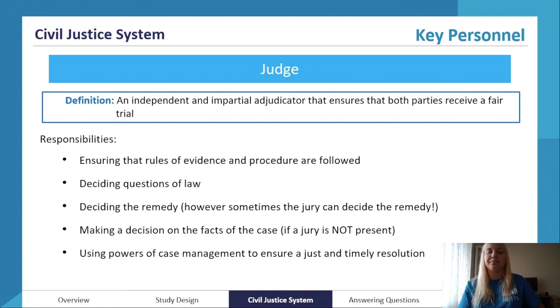So let's go through it. First of all, the judge, be able to define. We know that's an independent and impartial adjudicator that ensures both parties receive a fair trial. What are some of the responsibilities of the judge?